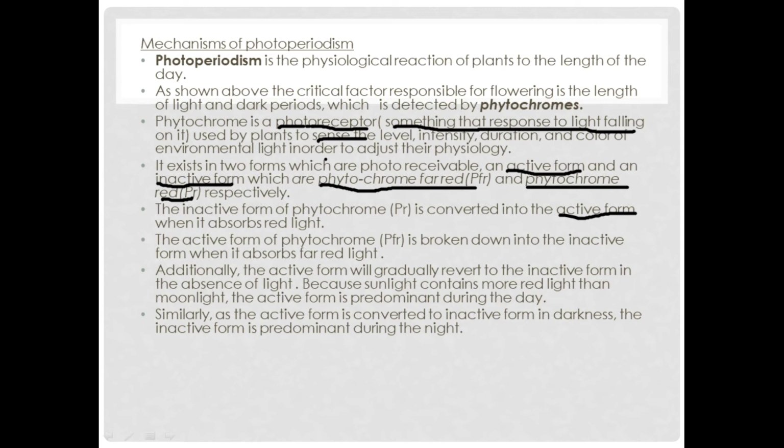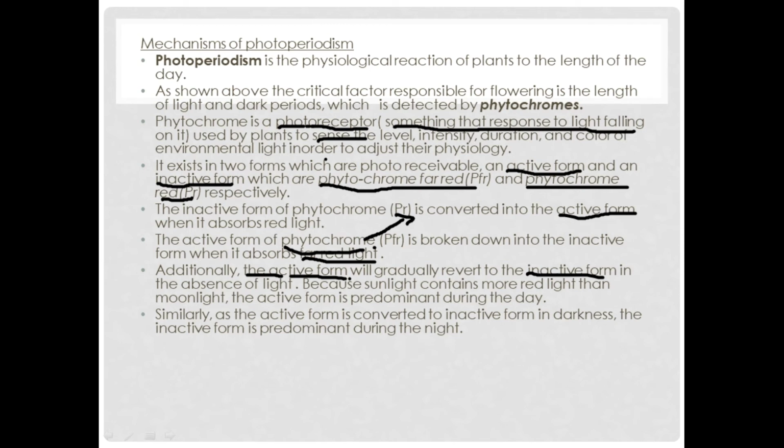The active form of phytochrome is converted into the inactive form when it absorbs far red light. So phytochrome far red can be changed to phytochrome red if it absorbs far red light. Additionally, the active form will gradually revert to the inactive form in the absence of light. So if the active form of phytochrome, that is phytochrome far red, is exposed to darkness, it will be converted to the inactive form of phytochrome.